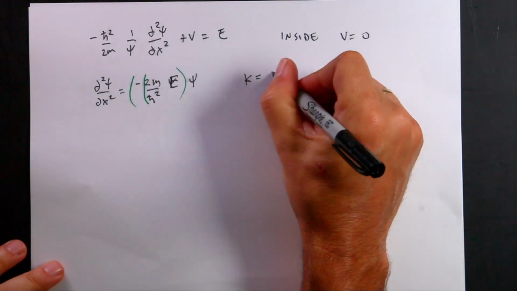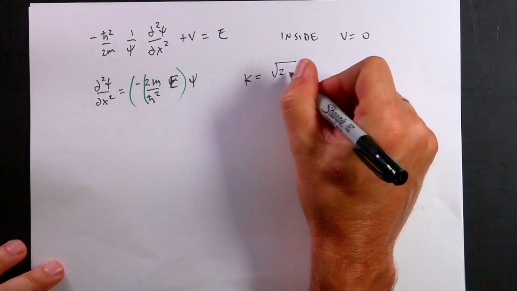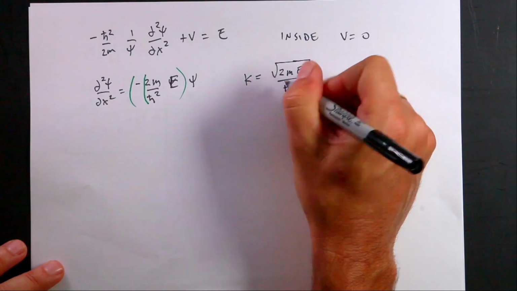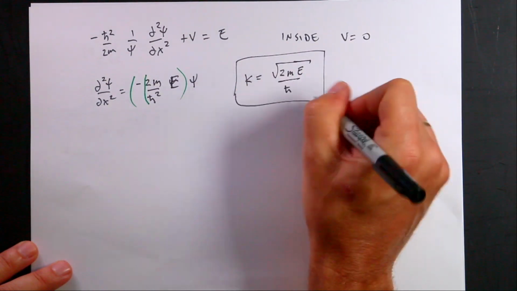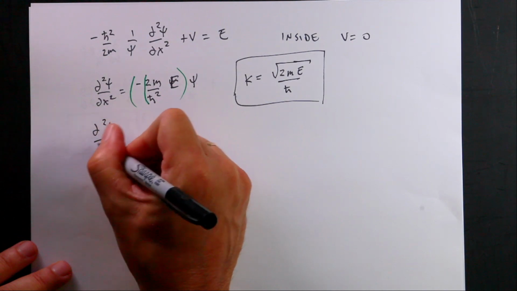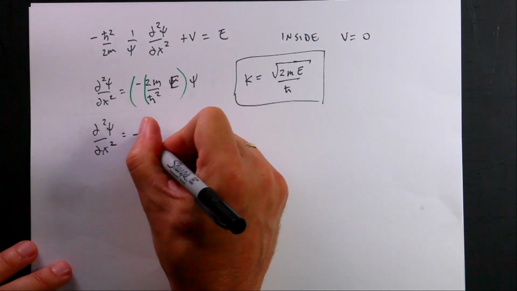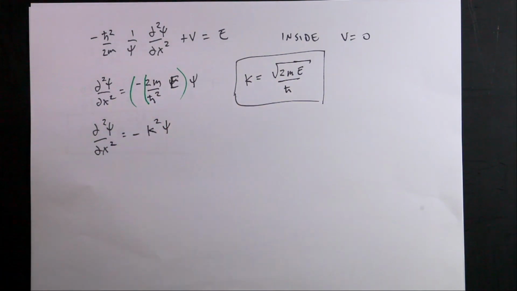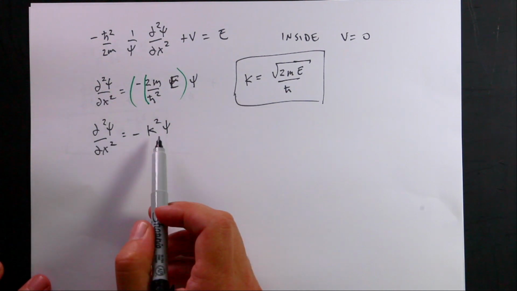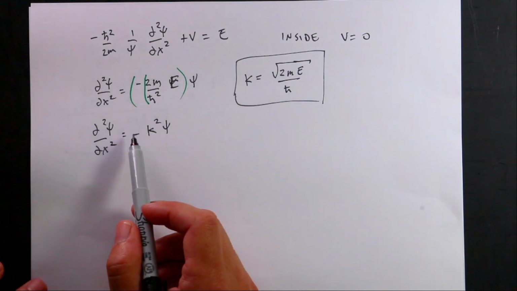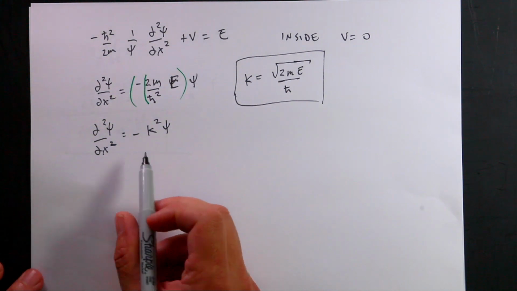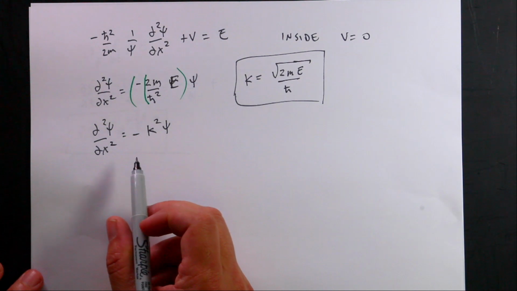So k would be equal to the square root of 2mE over h bar, and that's just to make our algebra a little bit easier. So now I have the second partial of psi with respect to x is equal to negative k squared psi. You'll notice that this says I take the derivative twice and I get back the same function with a constant and a negative sign. And we've seen stuff like that before with the simple harmonic oscillator.